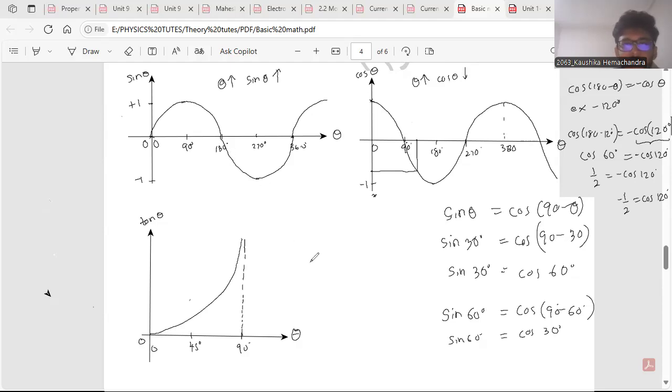Right? As theta increases, tan theta increases, like exponentially. It increases more than what sine theta has increased.